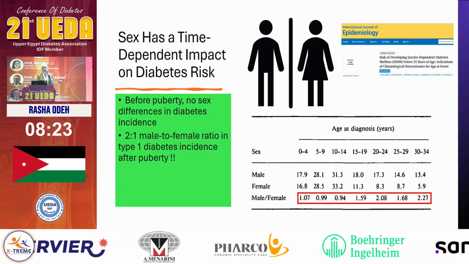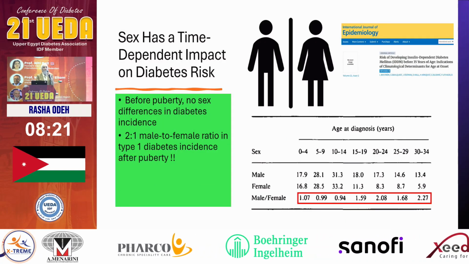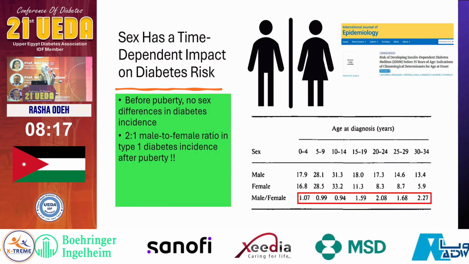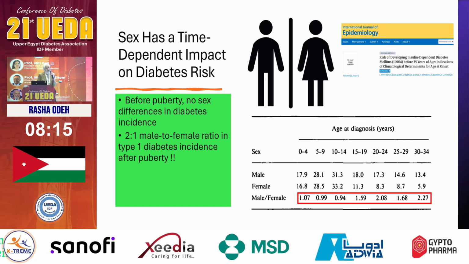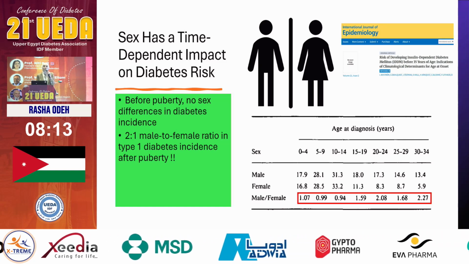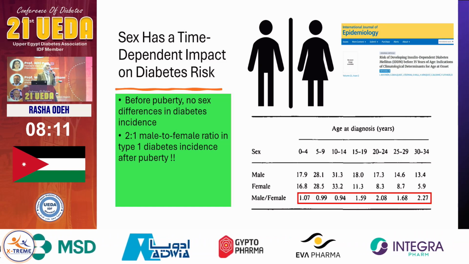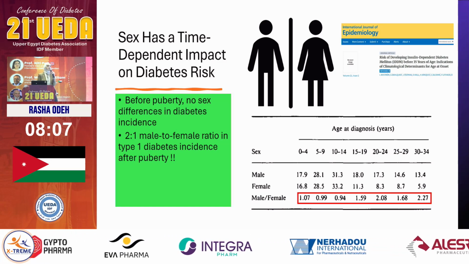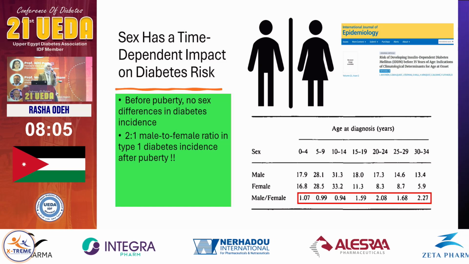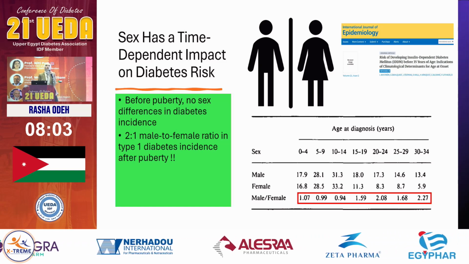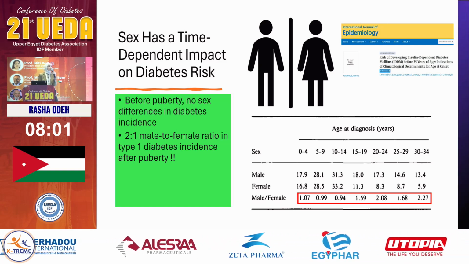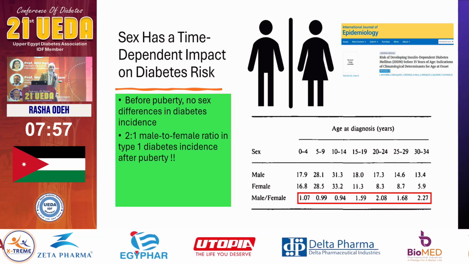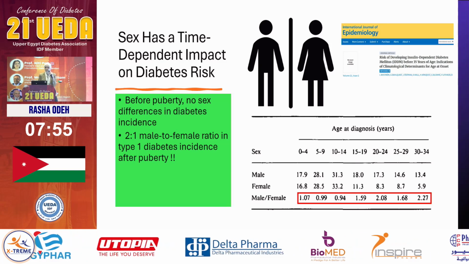This is just a notion to know that also sex has a time-dependent impact on diabetes risk. So before puberty, we know the male to female ratio is the same. But against expected, after the age of puberty, type 1 diabetes is more common in males than females, against what we might expect, that autoimmunity is more in females. So there might be a problem in the beta cells themselves, not the autoimmune system.